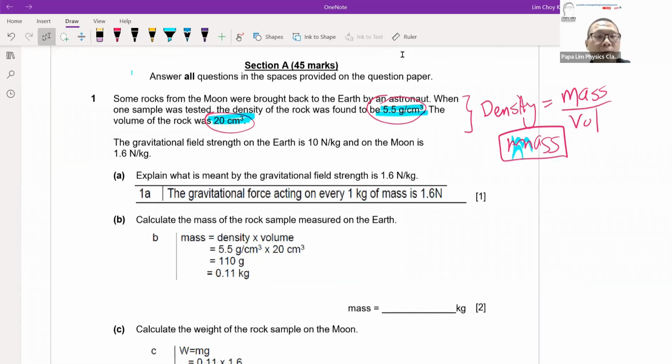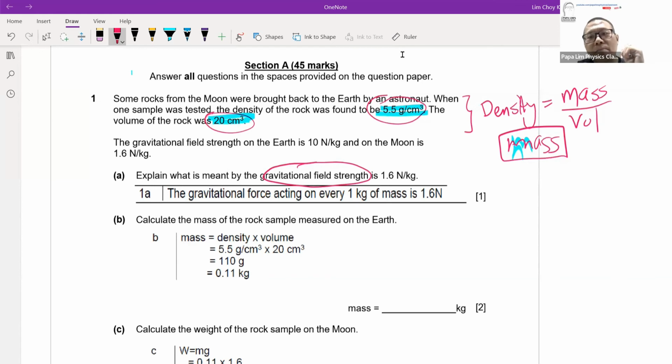What do we mean by gravitational field strength? Here I would like to highlight again: when we are asking for the definition of certain terms or concepts, take note that in the textbook there are general definitions. For example, gravitational field strength. The general definition will be the force acting on a unit mass of an object. That will be a standard definition.